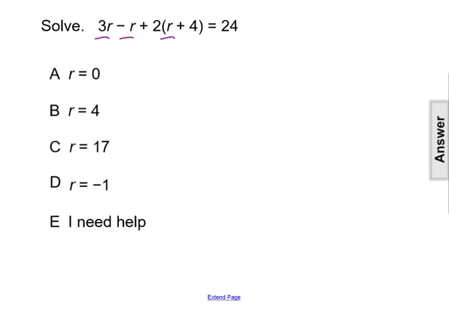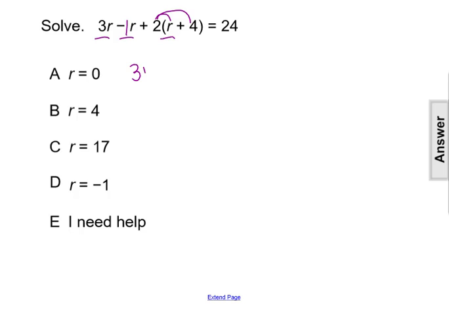So in order to do that, we can combine the 3r minus 1r, but we can't combine that with the r plus 4 since it's inside the parentheses. Our first step has to be to use the distributive property to get rid of the parentheses and rewrite 2 times the quantity of r plus 4. We need to multiply that 2 by everything on the inside of the parentheses.